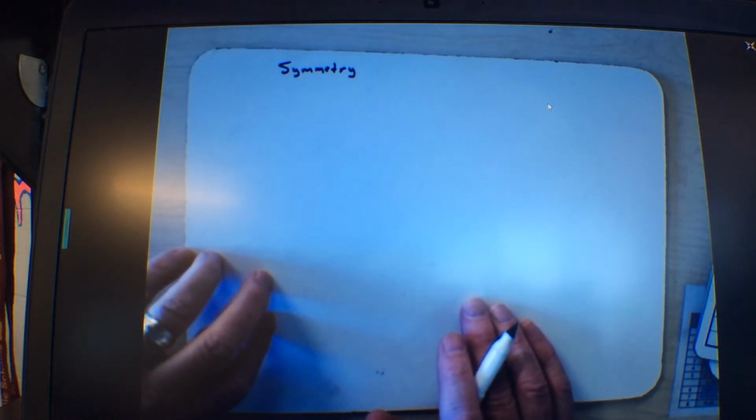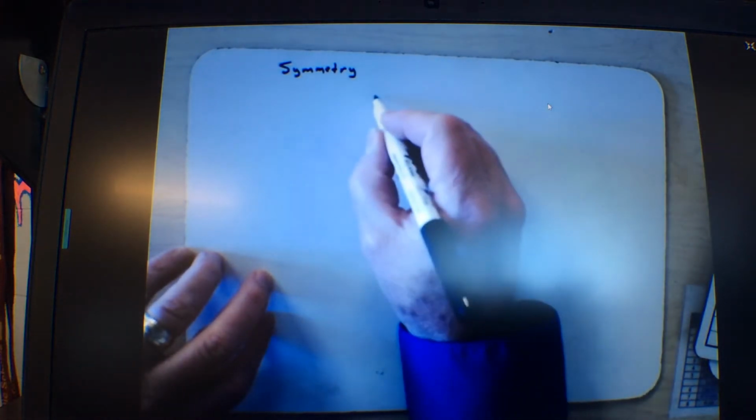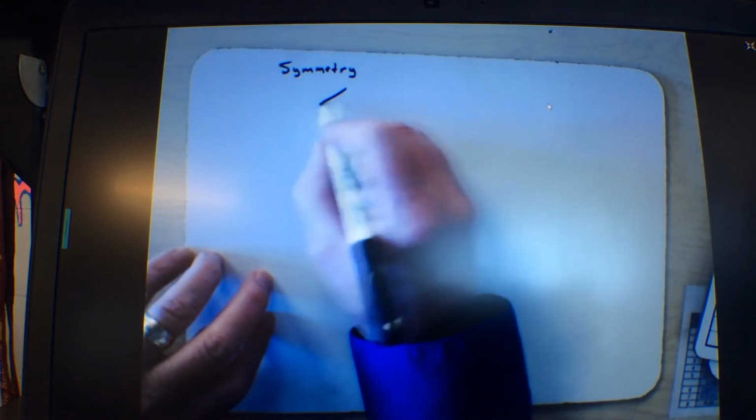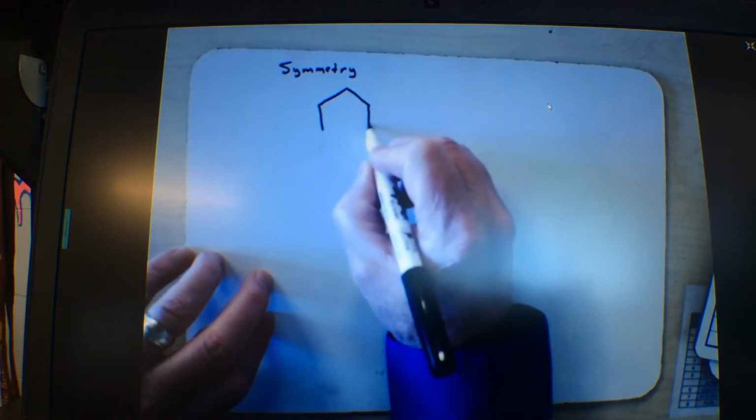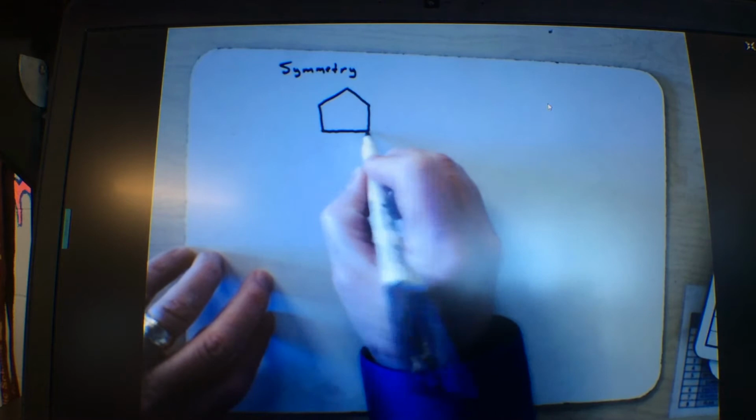Let's take a figure and just look at a figure. It's hard to draw, but I'm going to draw a pentagon. A pentagon is a five-sided figure, okay?